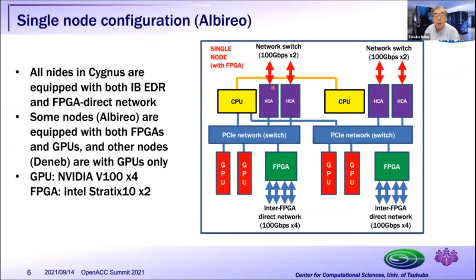And we also have 4 channels of InfiniBand HDR 100. So in total, the aggregated bandwidth is 400 Gbps, plus the FPGA. Each FPGA is also equipped with 4 channels of 100 Gbps optical link. So it is a very network-rich and computation-power-rich node.